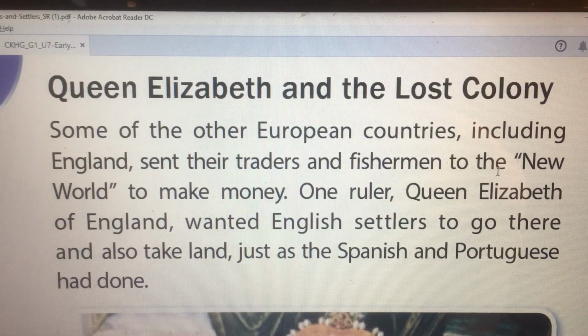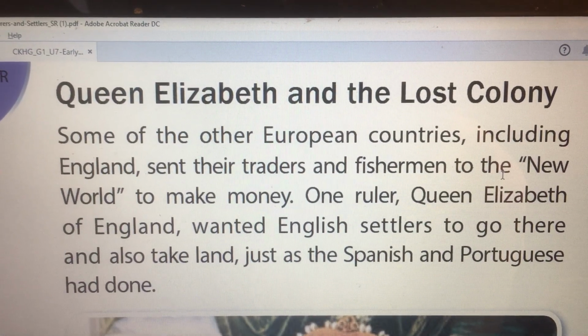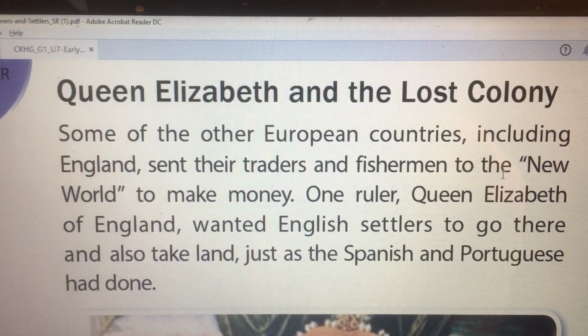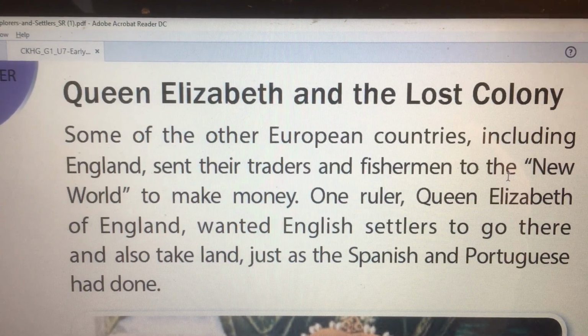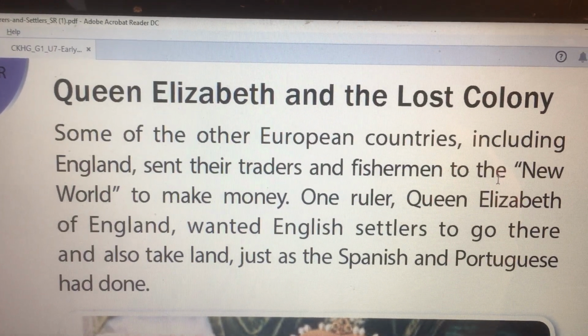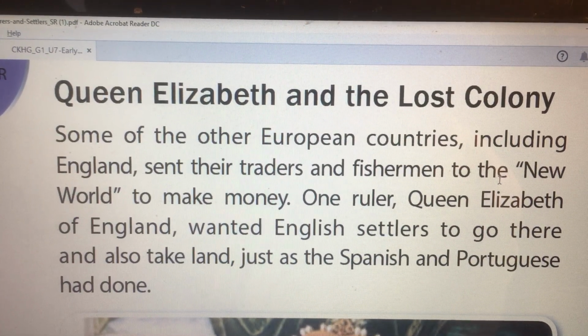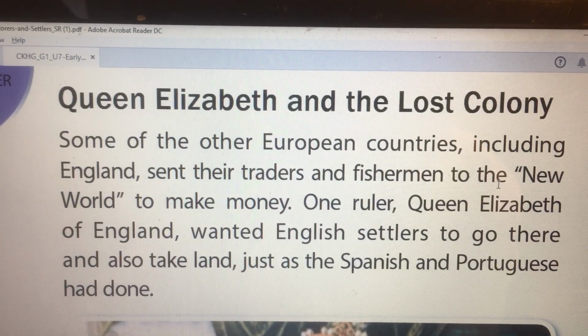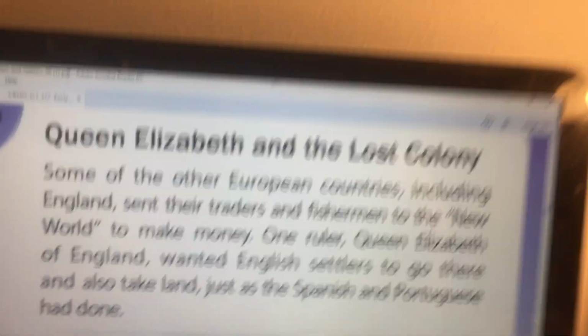Yesterday we finished reading about the country of Mexico and about the Spanish explorers and settlers. So now we're going to read about the settlers and explorers from the United Kingdom.